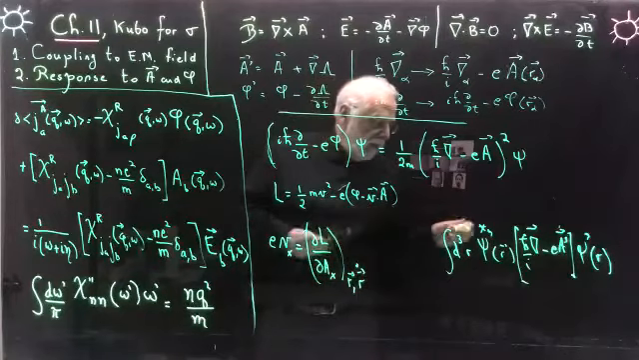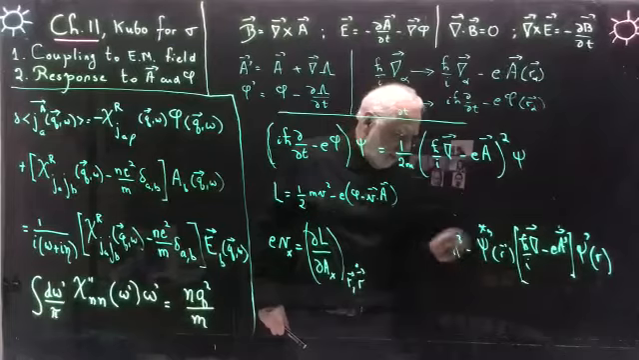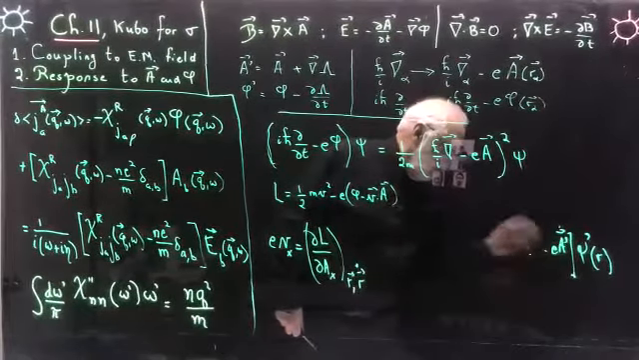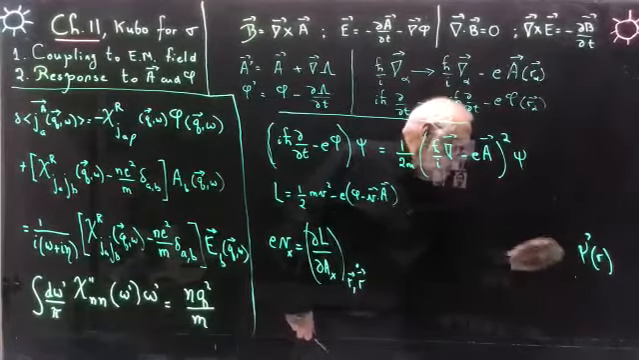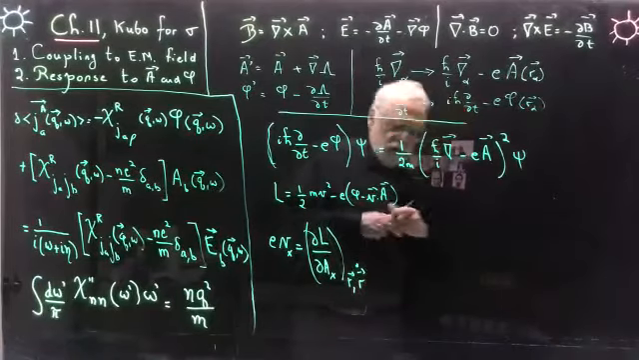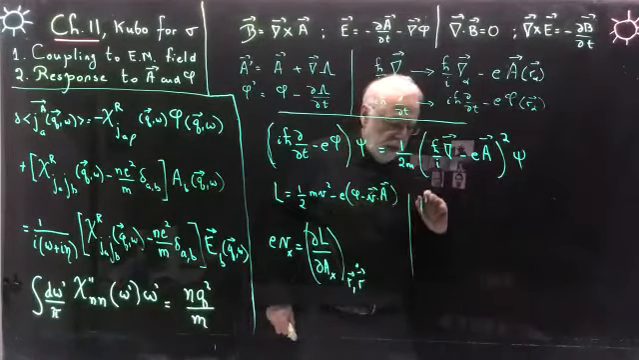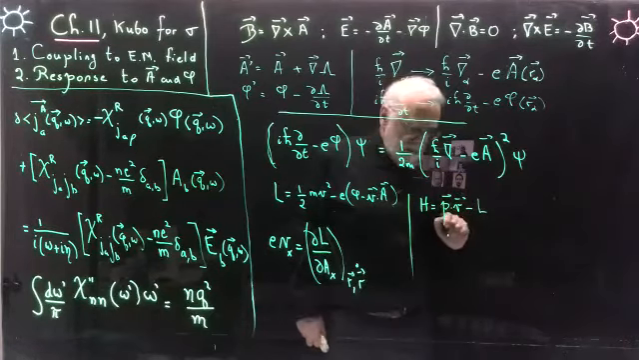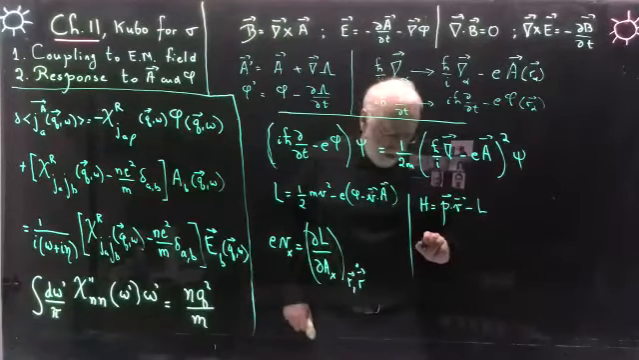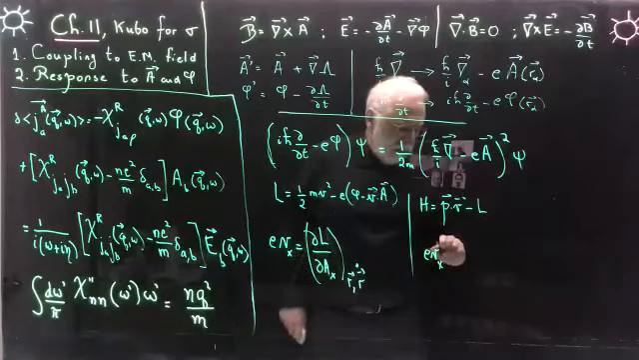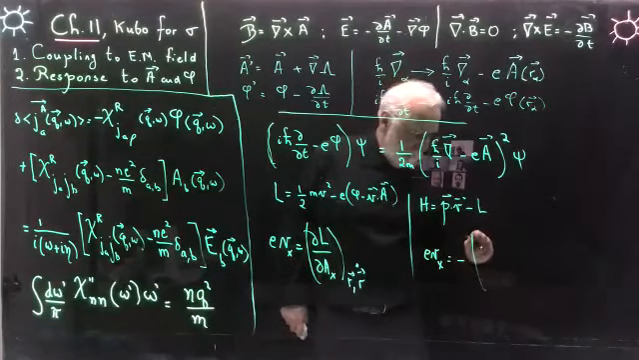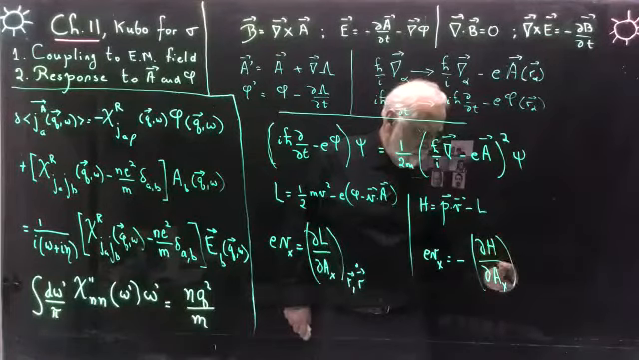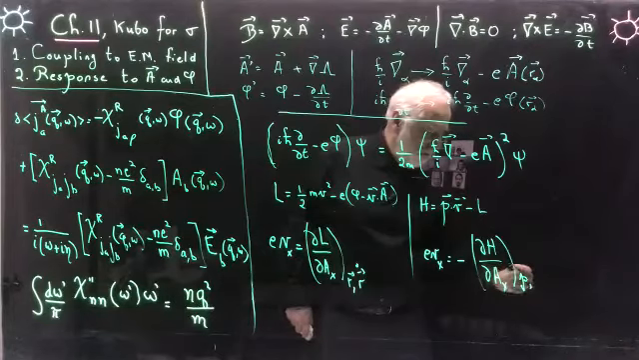So now if I go to the Hamiltonian, so what is the Hamiltonian? The Hamiltonian H is P dot V minus L, which means that the current eVx, when I go to Hamiltonian formalism, is equal to minus the derivative of H with respect to A when I keep P and R constant.